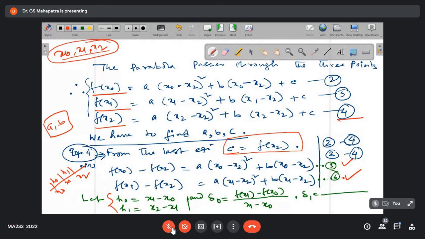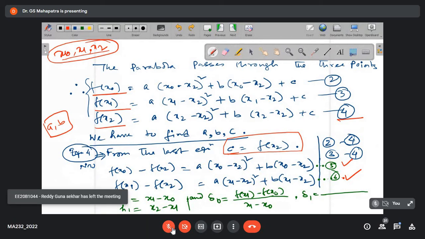Now del 1 is the functional increment, that is actually called the central difference formula. You have not studied it till now. I think it is in unit 3 or unit 4; I have to check. Unit 3 maybe. Now del naught is f of x1 minus f of x0 divided by x1 minus x0. What about del 1?